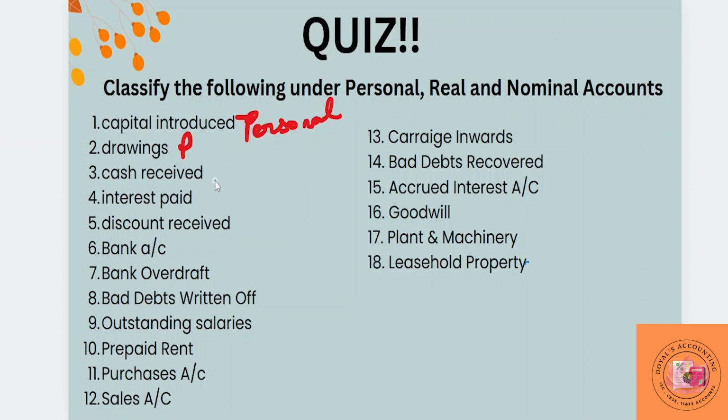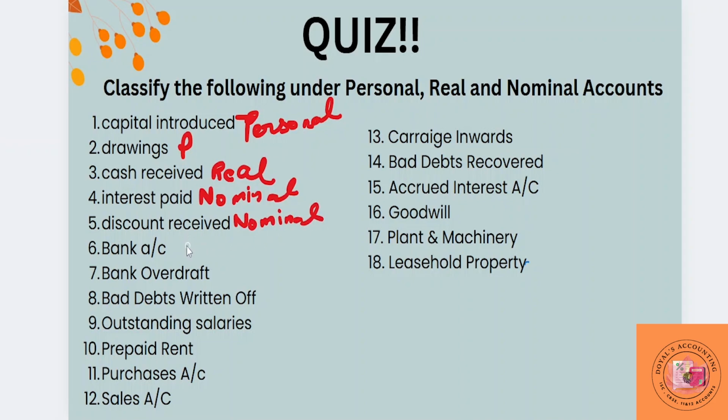Third one is cash received. Cash is an asset, so it will be a real account. Interest paid is in nature an expense, so it will be considered as a nominal account. Discount received in our books can be considered as a gain, and all expenses and revenues, losses and profits are classified in the nominal account.